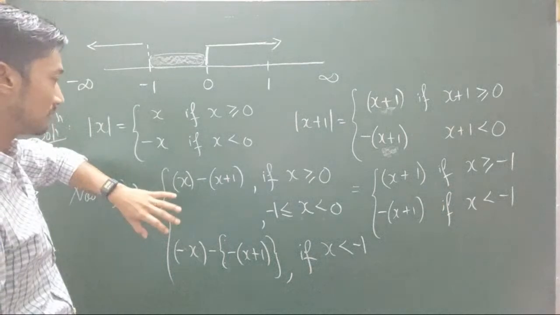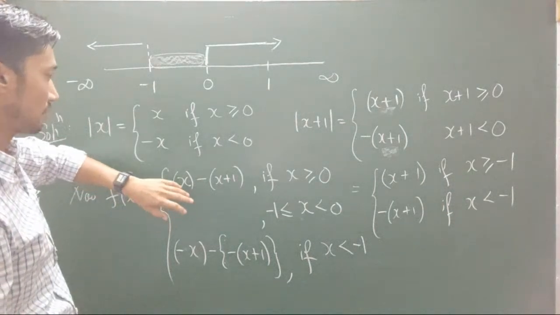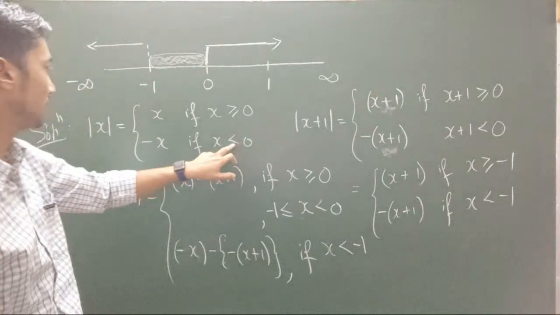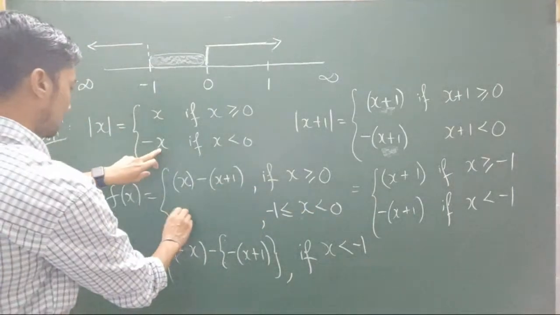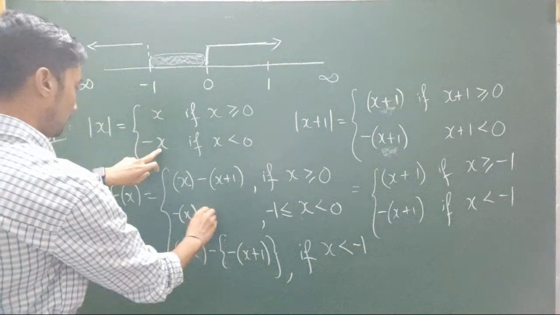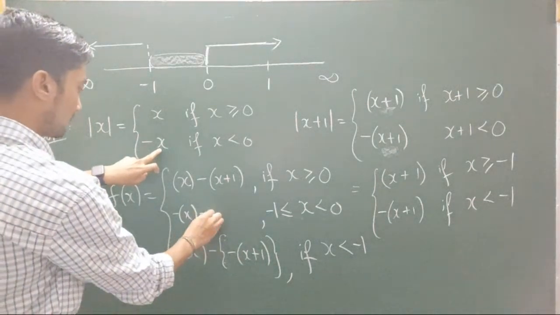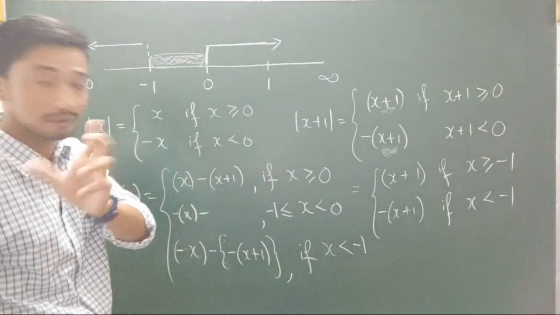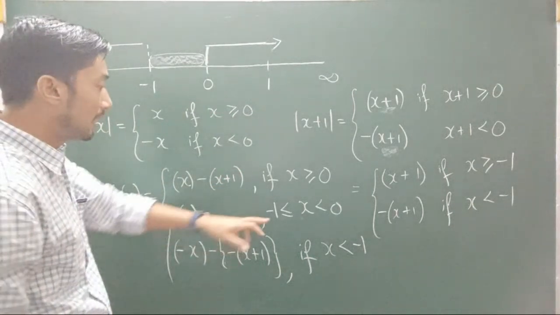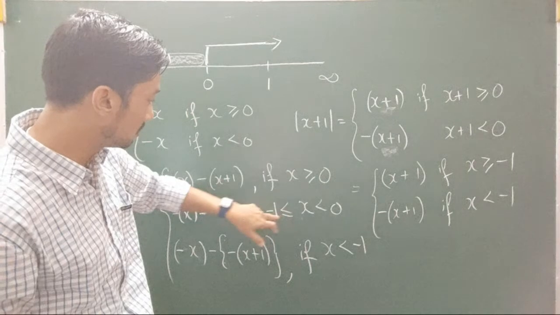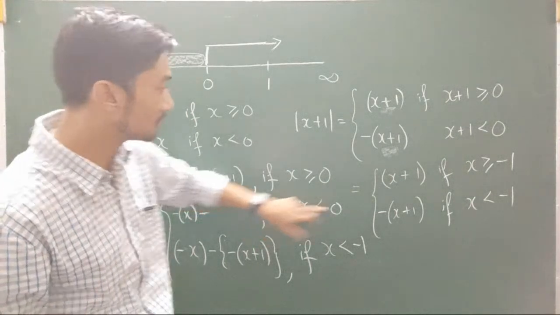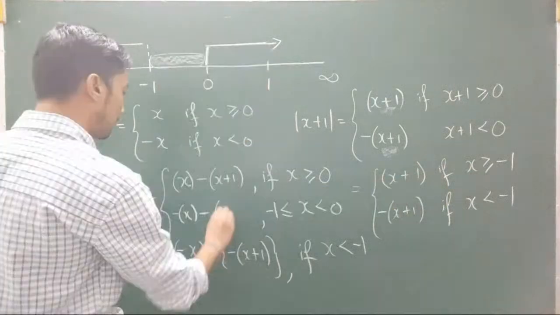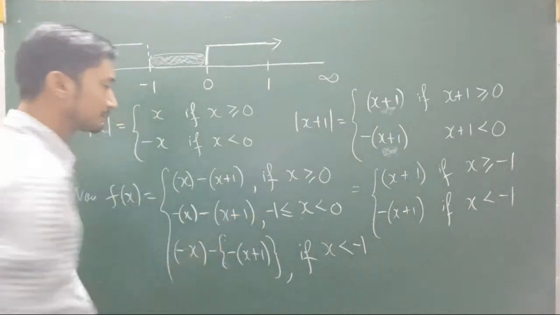Now let's see what happens to the value. If x is less than 0, it is minus x. Minus will come, of course, because that's the function, mod x minus mod x plus 1. And if x is greater than or equal to minus 1, it is x plus 1. So that's how you'll be combining the functions.